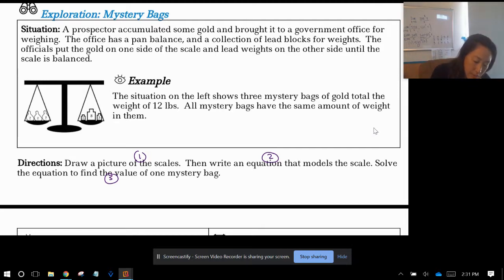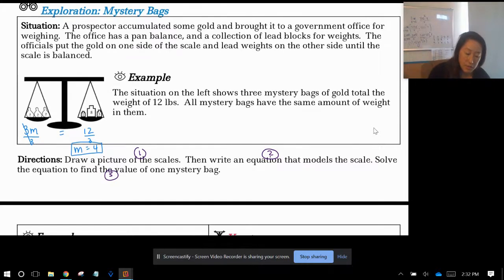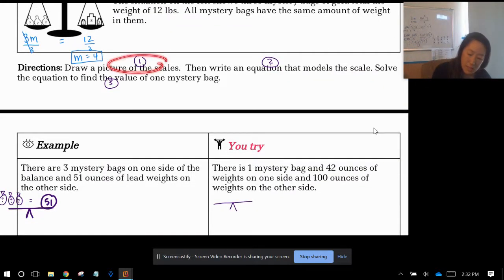So let's write an equation for this. On the left side of the scale, I have 3m, so 3 mystery bags, they all weigh the same, is equal to a total of 12 weights, or 12 pounds. So how do I know how much each bag is worth? I'm just going to divide the total weight by 3, giving me 4 pounds in each bag. Okay, so we're solving for the weight of each bag. So what we're going to do today is to draw the scales, write the equation, and solve the equation.